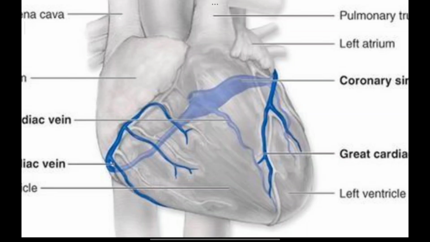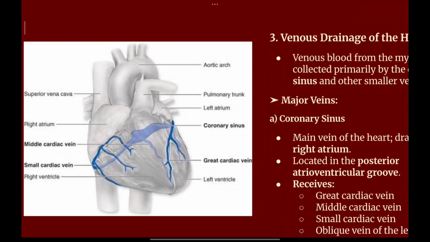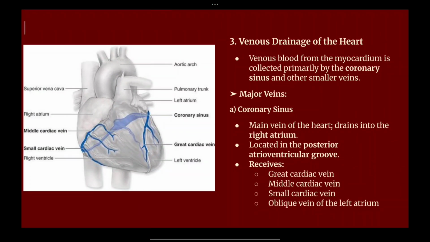From the right atrium it goes to the right ventricle, and from the right ventricle into the pulmonary trunk, wherein it is pumped to the lungs, where the exchange of gases happens and the oxygenated blood enters the left atrium. So this is how the veins drain all deoxygenated blood from the muscles of the heart into the right atrium. Remember, the place where all deoxygenated blood is collected is the right atrium.